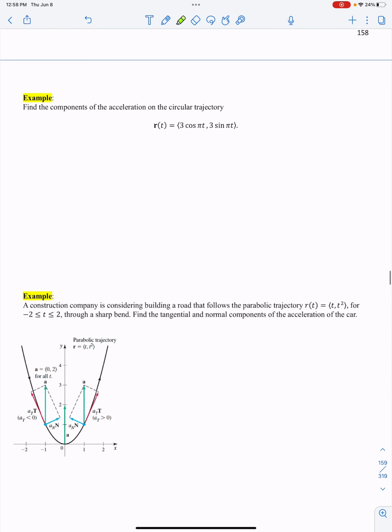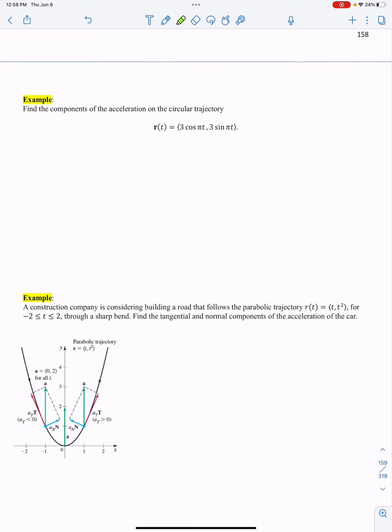All right, there we go. Sorry for the curving back and forth there. I was looking at my notes versus moving this.